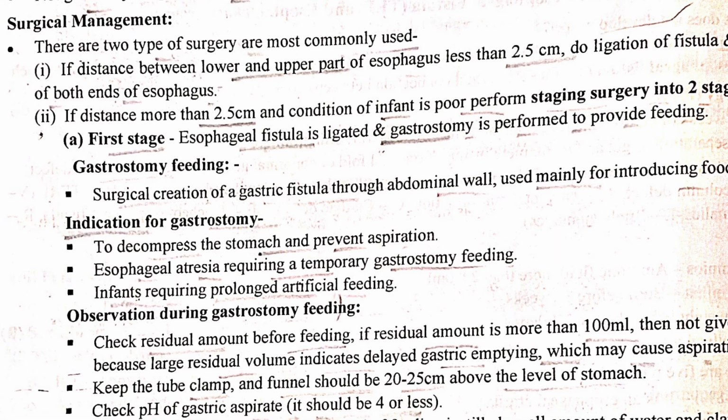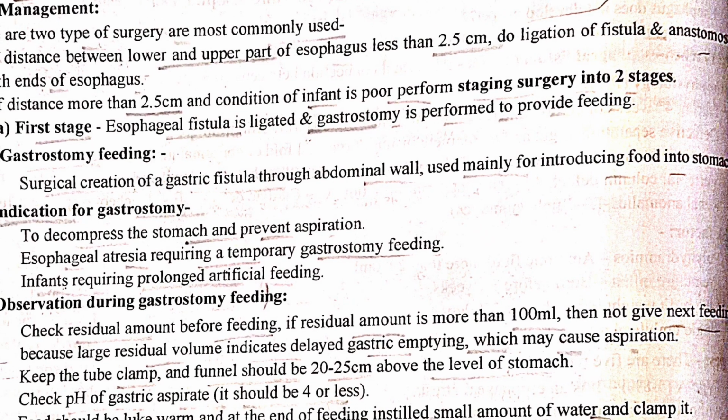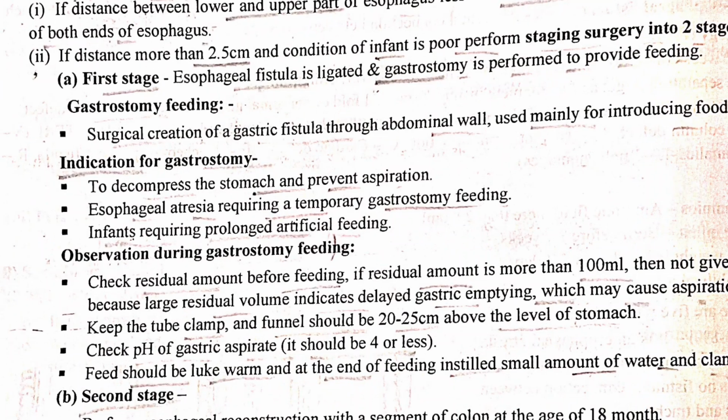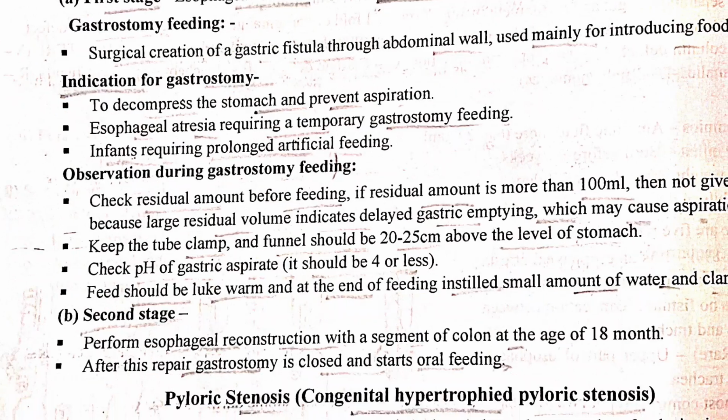Gastrostomy feeding: surgical creation of a gastric fistula through the abdominal wall, used mainly for introducing food into the stomach. Indications for gastrostomy: to decompress the stomach and prevent aspiration. Esophageal atresia requiring temporary gastrostomy feeding. Infants requiring prolonged artificial feeding.